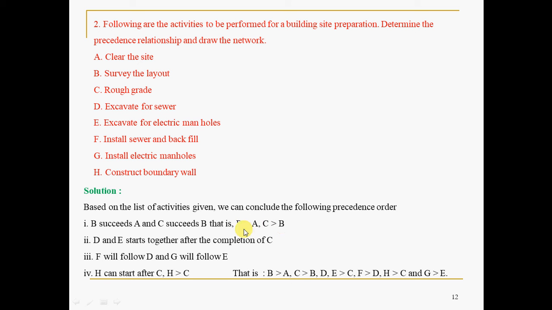Sometimes it will be given like this also. B is greater than A means A should happen first, then B. B should happen first, then C. Like that it is. D and E start together after completion of C. These two can be taken simultaneously. You can decide that based on the nature of the work. So D and E start together after completion of C, that is, after rough grading these two you can take simultaneously.